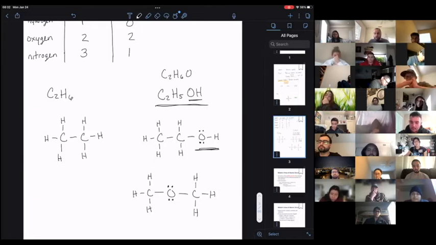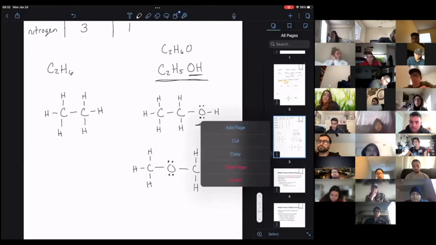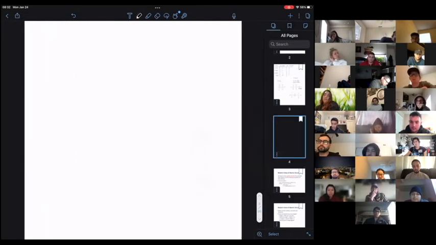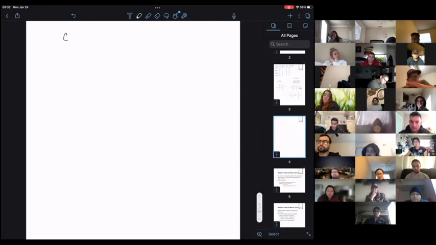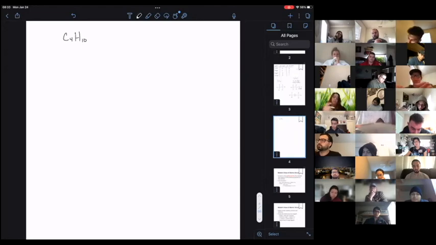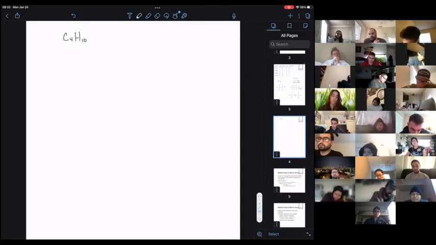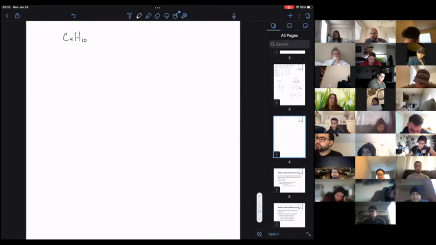Okay. All right. So now we're going to take a second. You guys are going to give me a structure that has the formula C4H10. The bigger we get, the more of a pain in the butt it can be, right? But as long as we follow those simple rules, we'll be good.